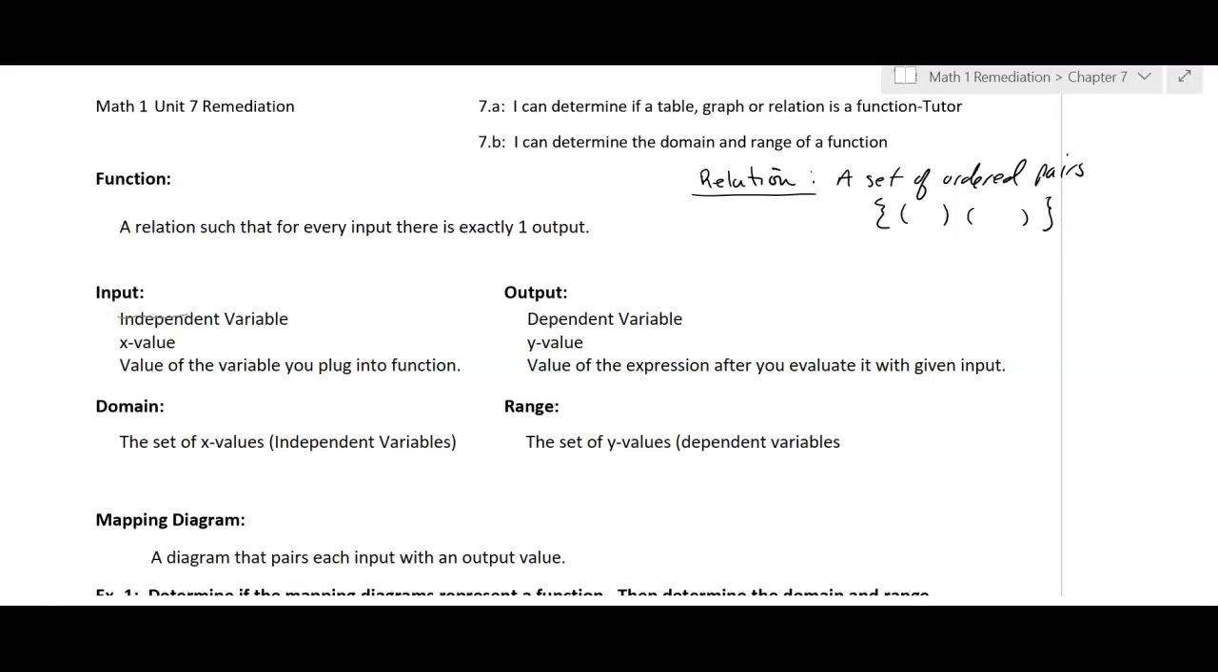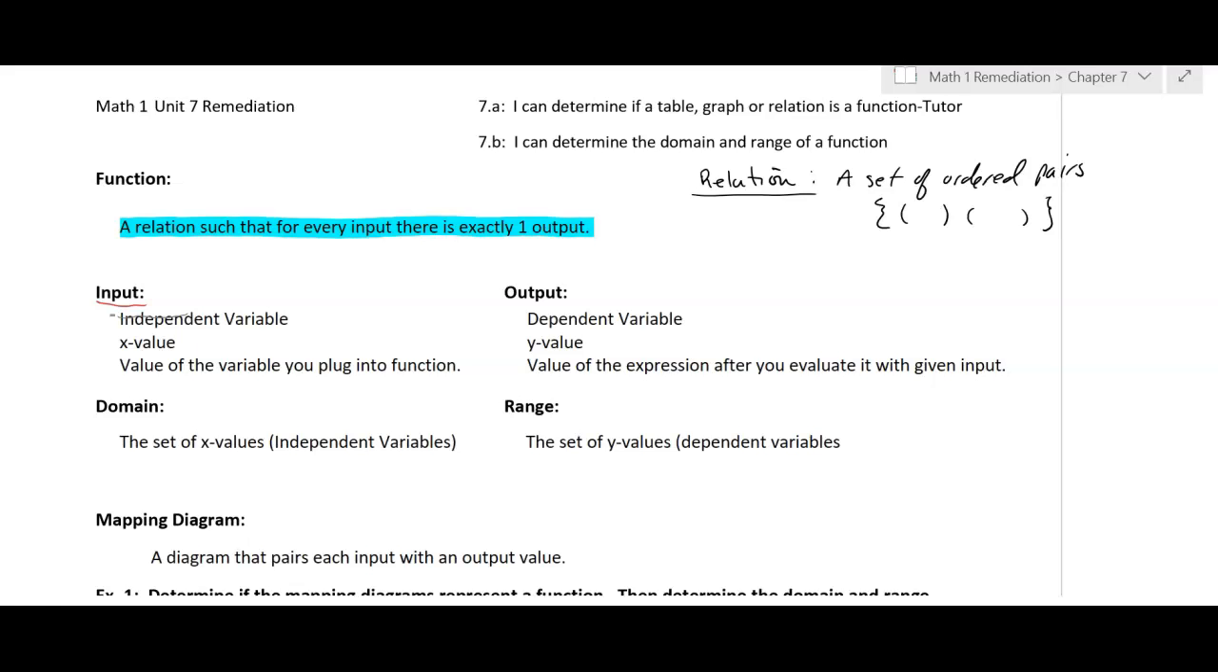What you have to understand is a function is a relation such that for every input, there is exactly one output. Anytime we talk about inputs, they always refer to the x values or independent variables. If we're given a function, it's the value you plug into the function. Outputs are the dependent variable or the y value, which is the value of the expression after we evaluate it with the given input.